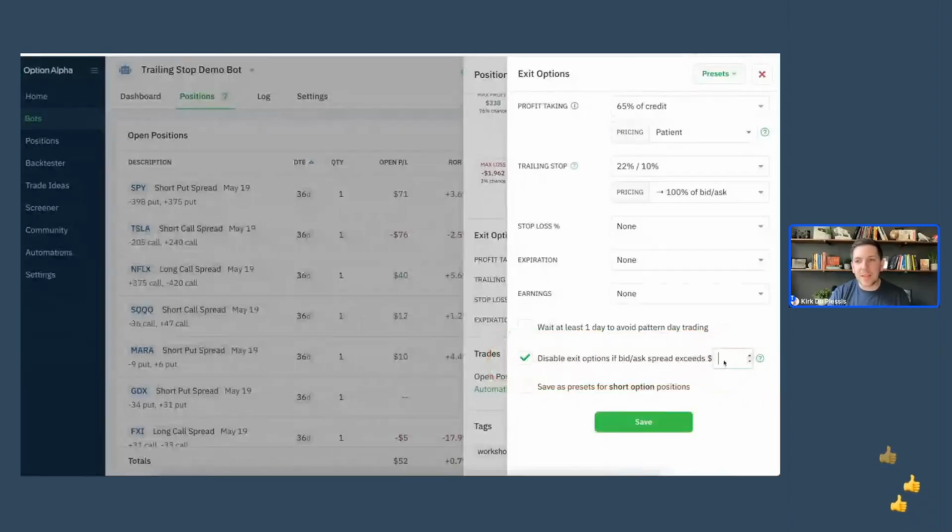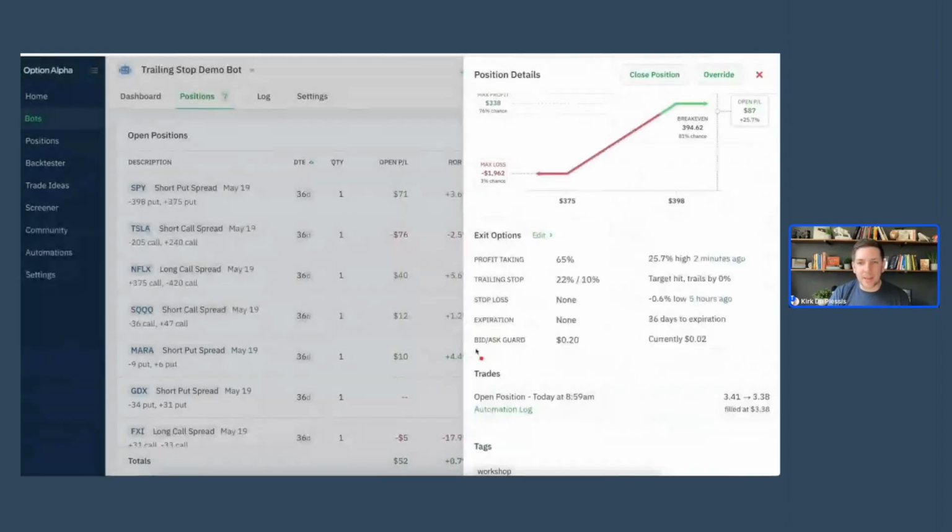In this case, let's just start with something really, really wide. Maybe for SPY, really wide is 20 cents. If I save this now, it's going to add the bid-ask spread guard to my exit options, and it's going to show me what the bid-ask spread currently is for this position. This position, not any strike, because that's the position we have to send orders to in order to get out of the position.